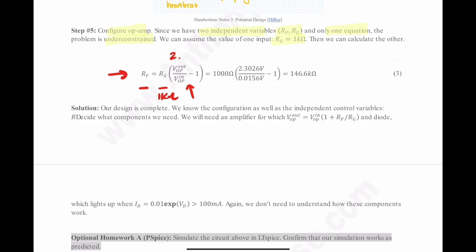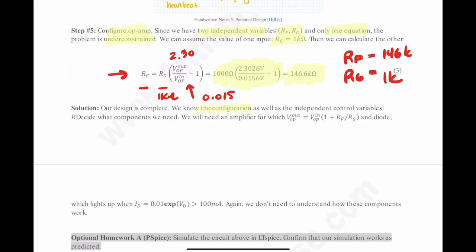The V out is going to be 2.30 something, and the V in is going to be 0.015 something. And then we fill in the values. And so you can see here we filled in the values, and we calculate an answer, which is 146.6 kilo ohms. So we know RF equals 146K, and we know RG equals 1K. Now again, the point of this exercise is just to demonstrate the logic behind making these decisions. And so our design is complete.